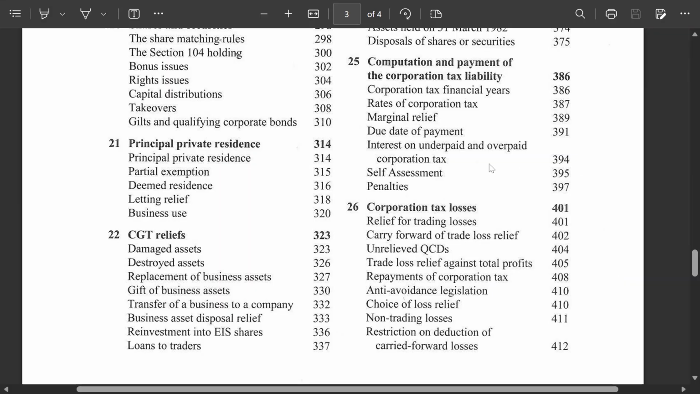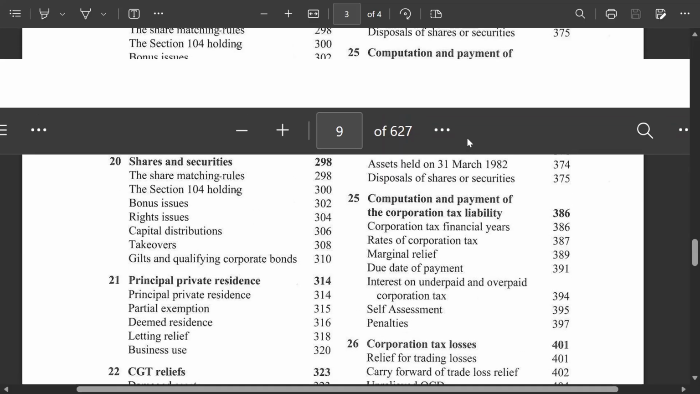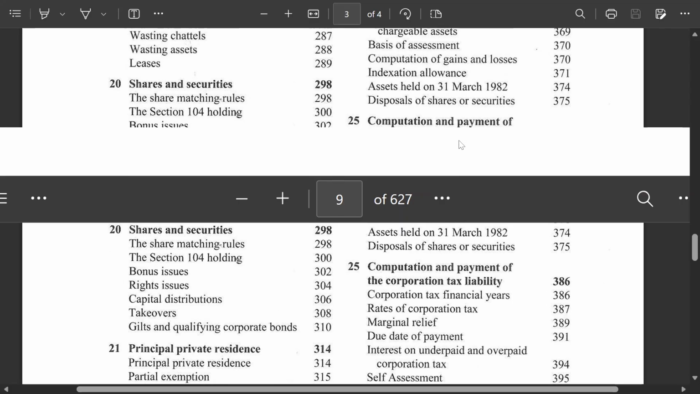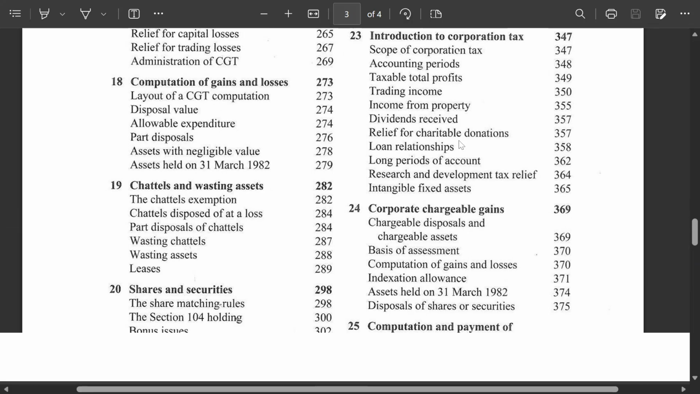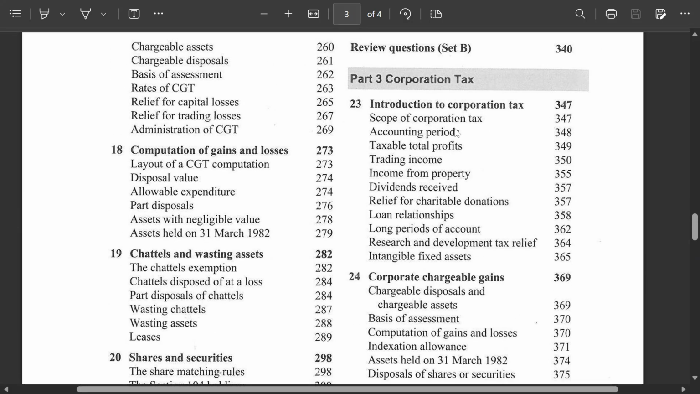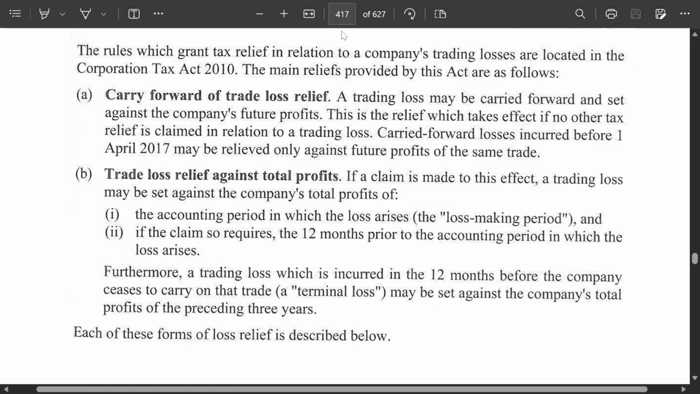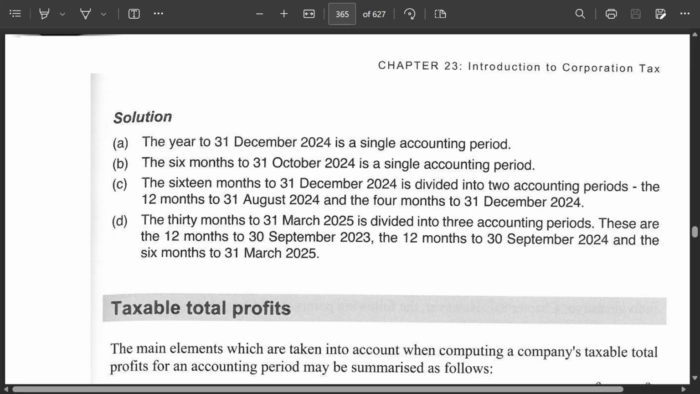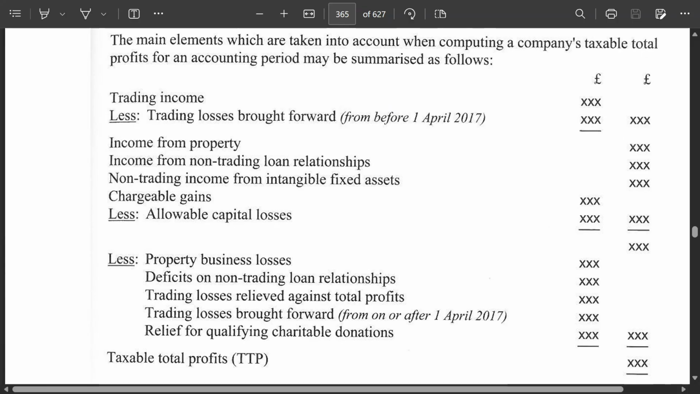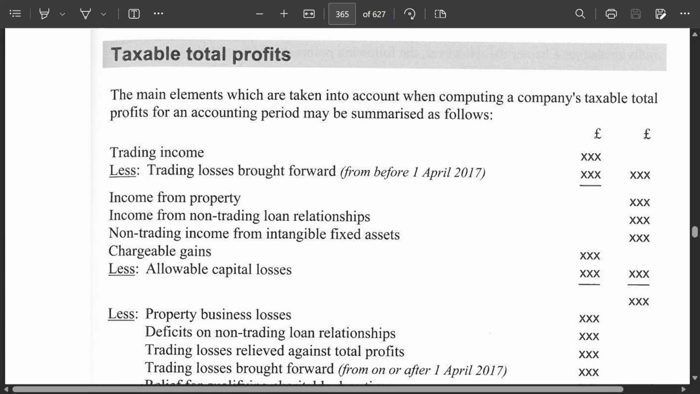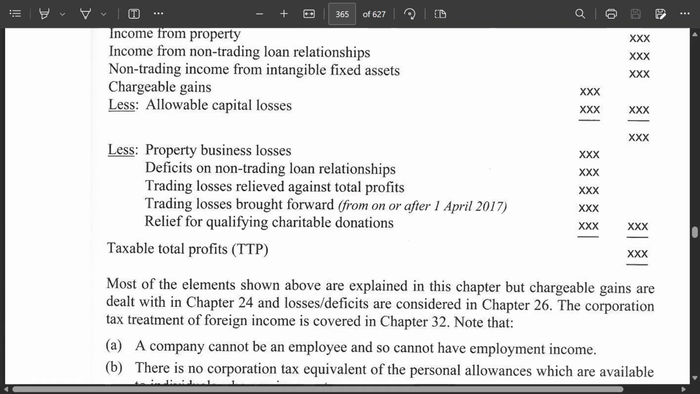Here you see computation and payment. This is the computation, right? The rates of, no, well, this is not what we want, 24 maybe. 24 corporate chargeable gains. No, introduction to corporation tax. This one. So chapter 23. You want to look at things like maybe 347. So if we look at 347, so 357, 363, so 365. Let's look at 365. So taxable, yeah, I'm talking about this one, okay? Taxable trading profits. So please remember all these things.